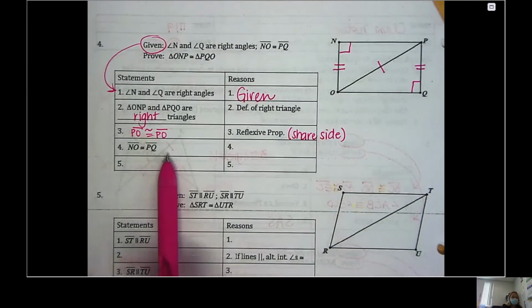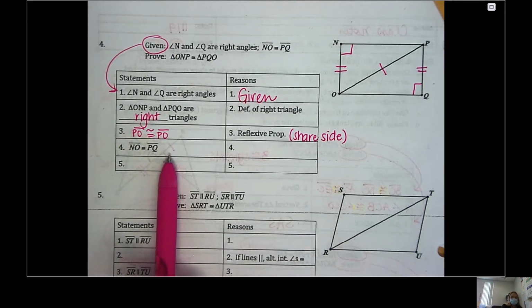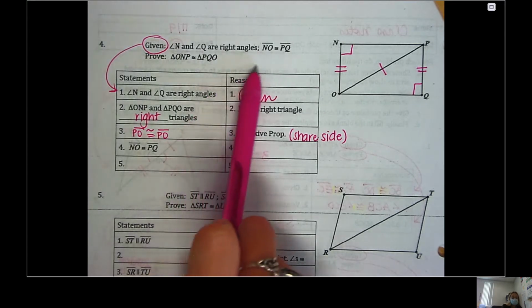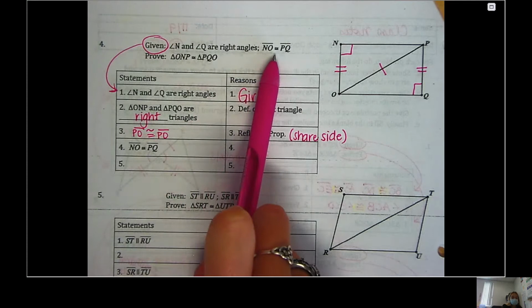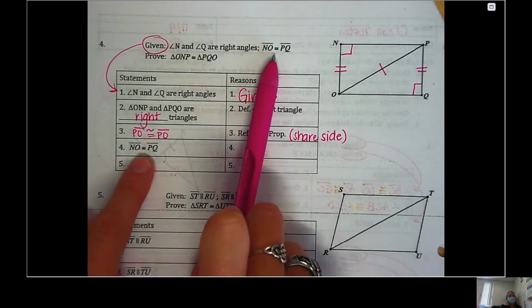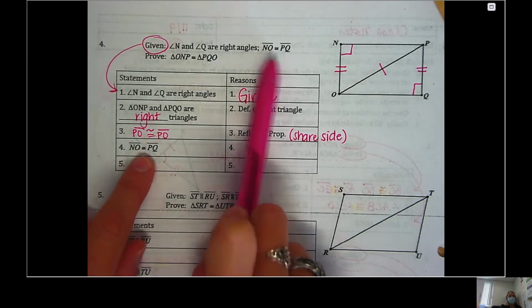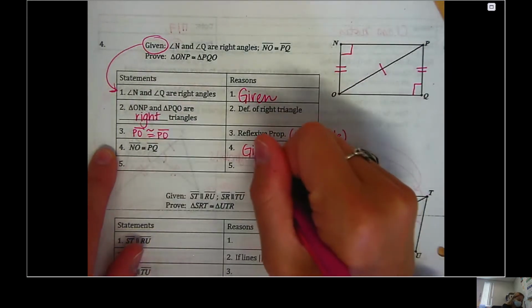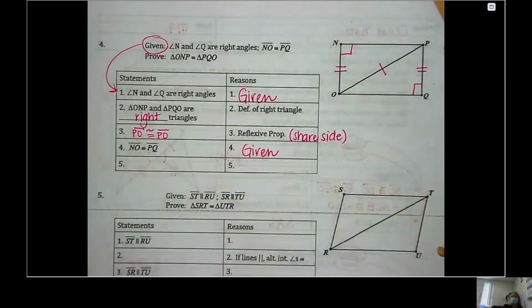Okay, I'll give you a hint. Look up. Where else do you see the sentence? Oh, look at that. They just split it up for you. How do you know that? It's given. Really?